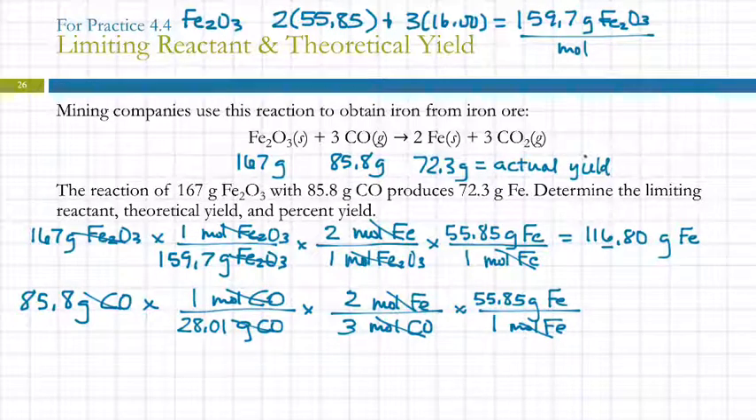So now I do this calculation. 85.8 divided by 28.01 times 2 divided by 3 times 55.85 equals. And this one comes out 114.05 grams of iron.